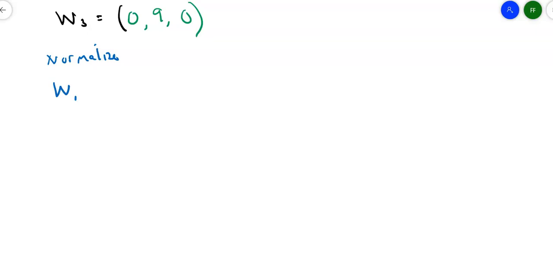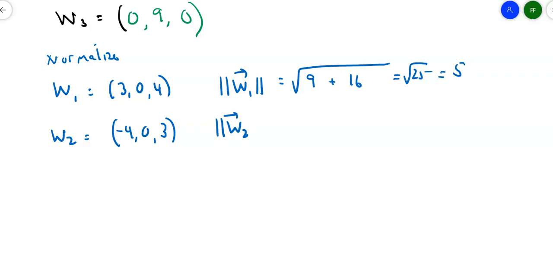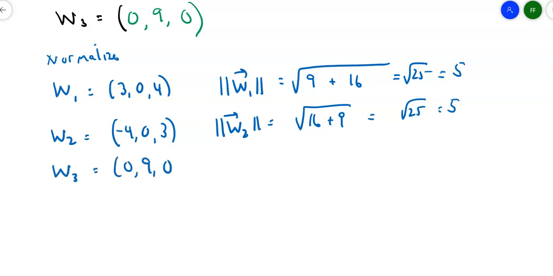So the first vector, W1, was (3, 0, 4). Every once in a while, you'll find one that's already of magnitude 1. Not going to be so in this case. The length of W1 is the square root of a squared plus b squared. So a squared is 9, b squared is 16, square root of 25 is 5. W2 we found to be negative (4, 0, 3). So the magnitude of W2 is going to actually be the same thing, because negative 4 squared is 16. That's 9. We'll get the square root of 25, which is 5. And W3 is easy, right? If it's (0, 9, 0), the magnitude of W3 is the square root of 81, which is 9.